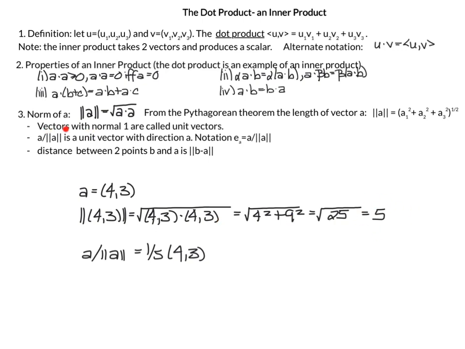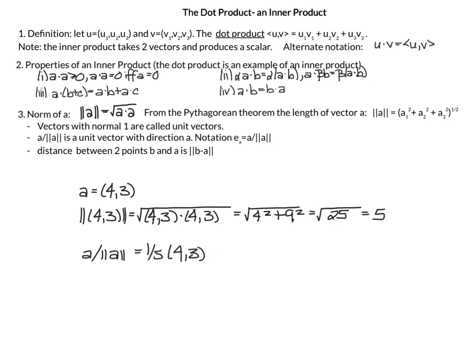Continue with these ideas. Vectors with norm equal to 1 are called unit vectors. They have a unit length of 1. And A over the norm of A is the unit vector with direction A. Sometimes we note that with e sub A, e underscore A, which I never use, or very rarely, I should say.